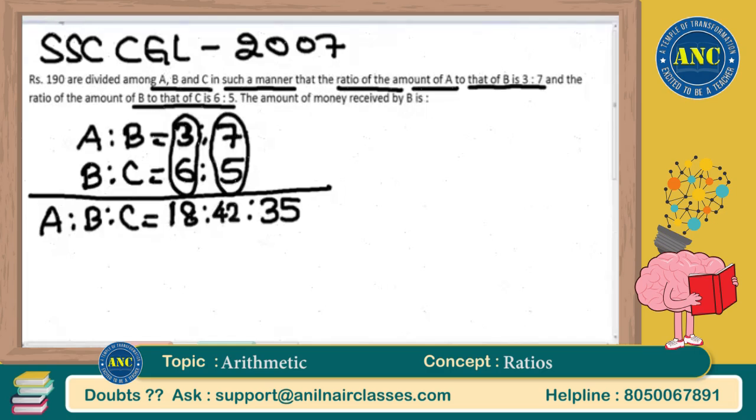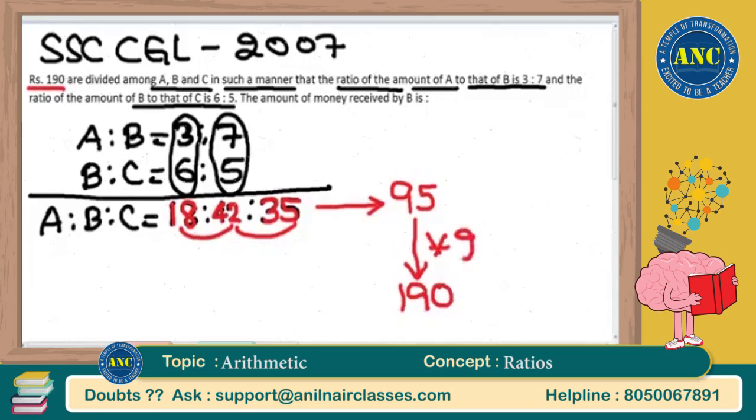That means according to ratio, A is 18 rupees. B is 42 rupees. C is 35 rupees. Right? Now, can I say that according to ratio, total money which they have is 18 plus 42 is 60. 60 plus 35 is 95. According to ratio, it is 95. According to question, it is 190. 95 is becoming 190. Multiply by 2.